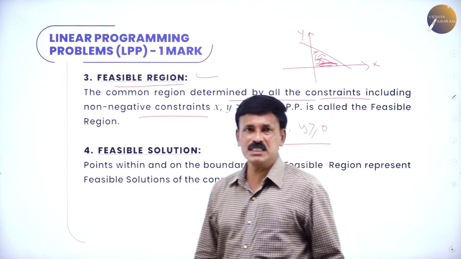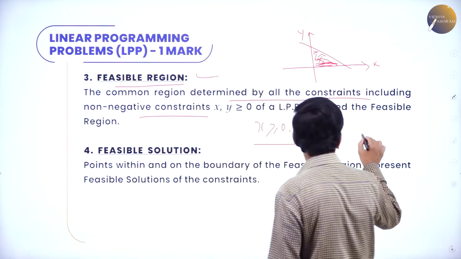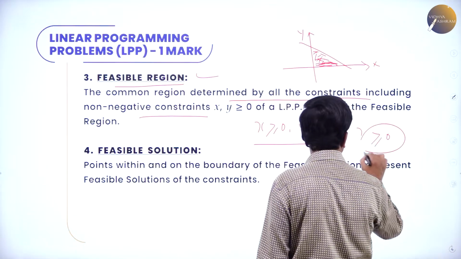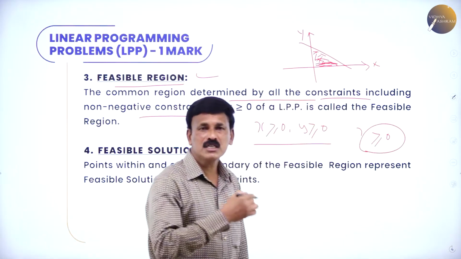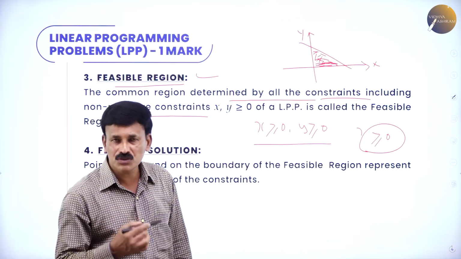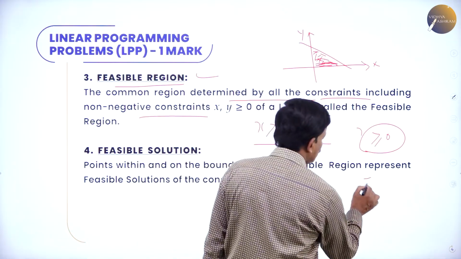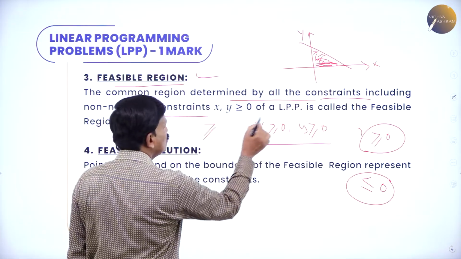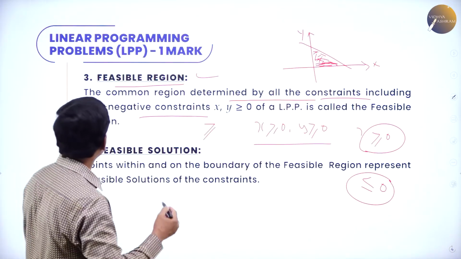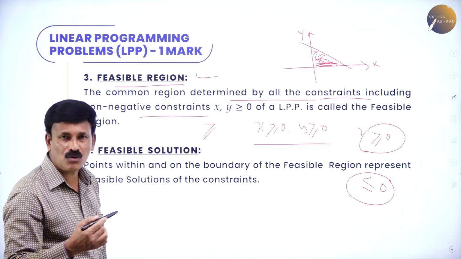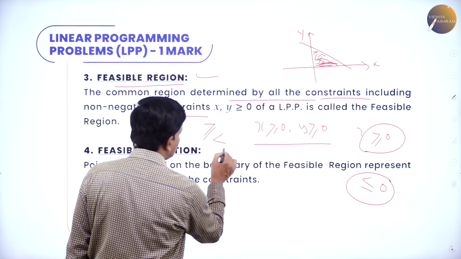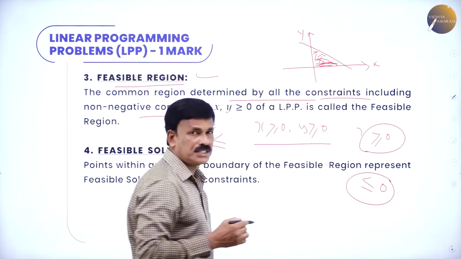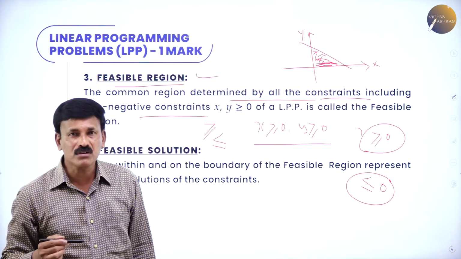Usually the feasible region, suppose the inequality is greater than or equal to 0, the feasible region is always towards the origin. If the inequality is less than or equal to, the feasible region is away from the origin. That is a very important concept.